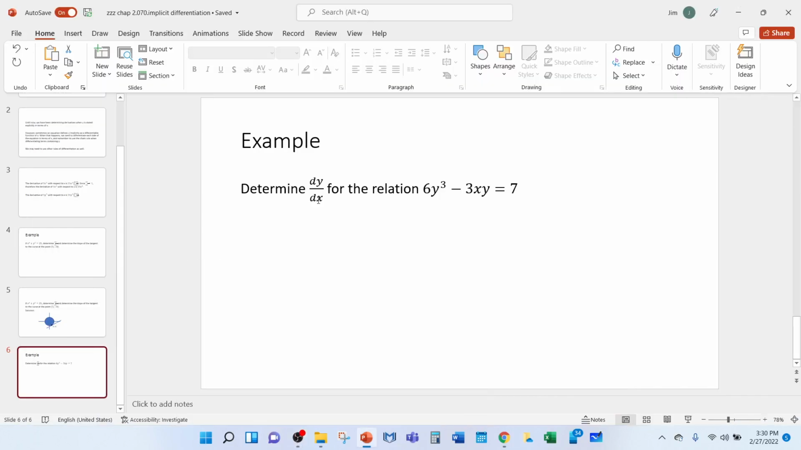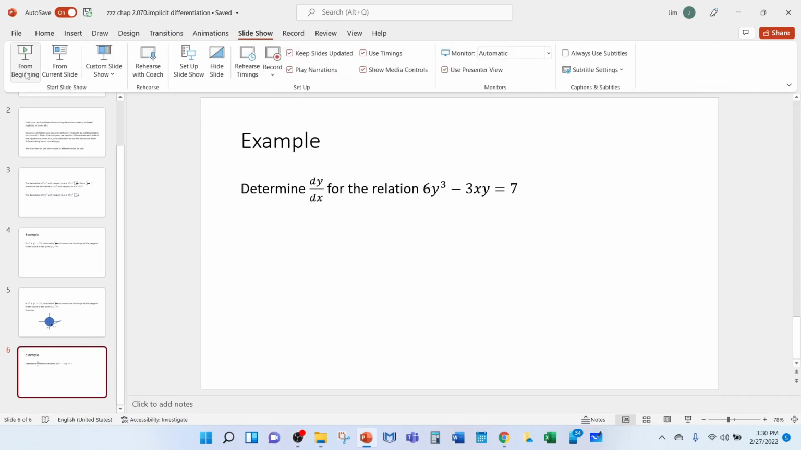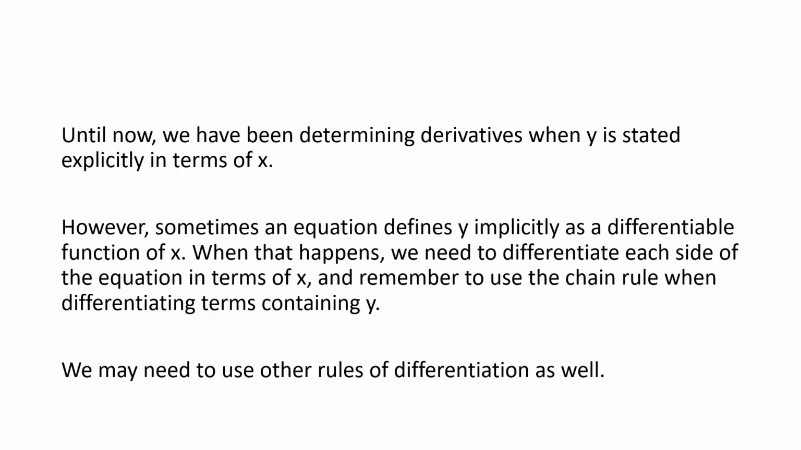In this video, we're going to talk about implicit differentiation. Up until now, we've been determining derivatives when y is stated explicitly in terms of x. So for instance, y equals 3x squared plus 1, the y is already isolated. However, sometimes an equation defines y implicitly as a differentiable function of x.